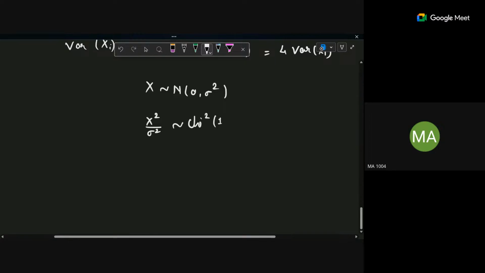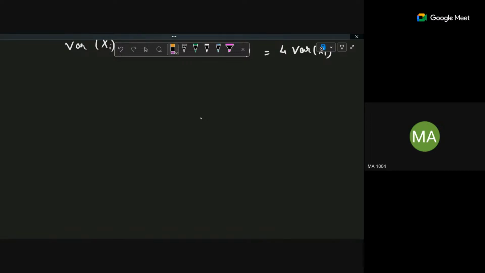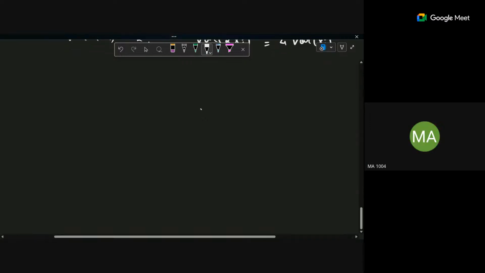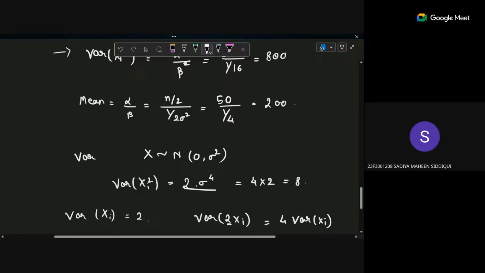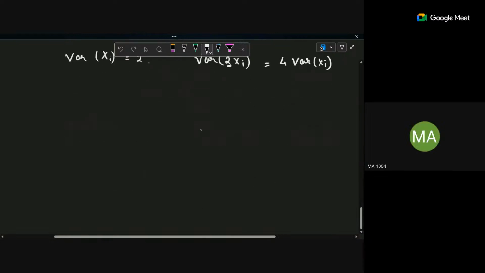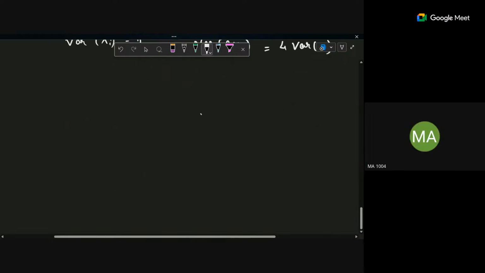And from there we get to know that the variance of sigma square is 2 sigma to the power 4. That's a different story. We should not go there; I don't think it's in the syllabus. Ma'am, without using the chi distribution or the gamma distribution, we cannot find the variance of xi square. Yeah, you can use it, but I don't think so.